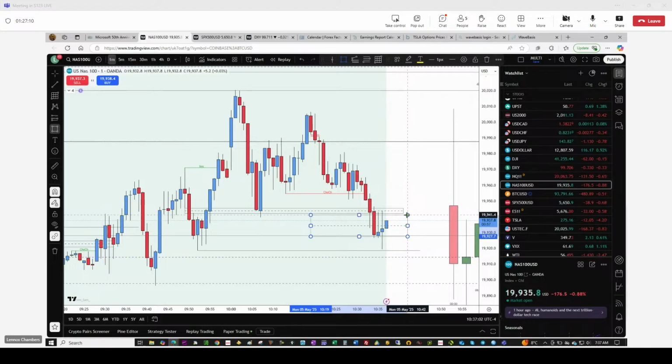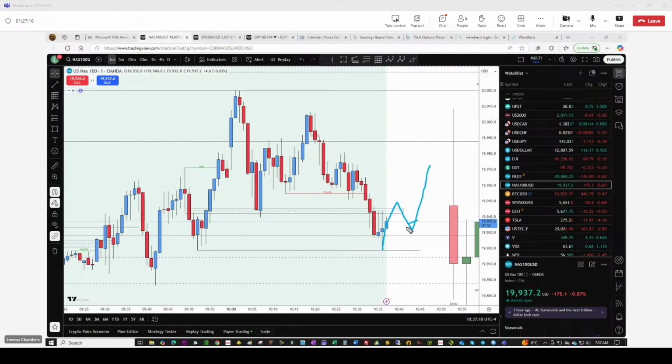So I would wait for a 1, 2, 3 here to go. Nice fractal. Oh, we could have a fractal forming now. Nice fractal there. Yeah, God darn. Okay.